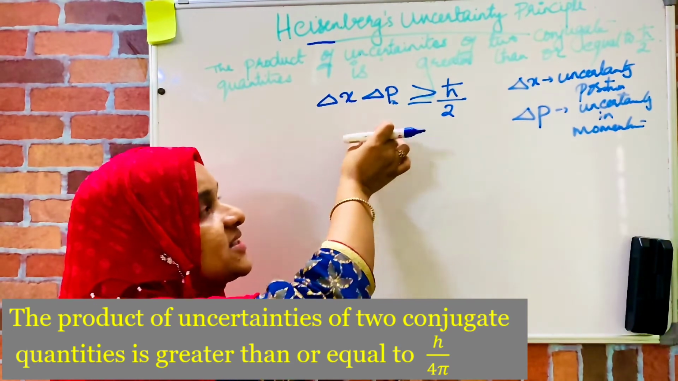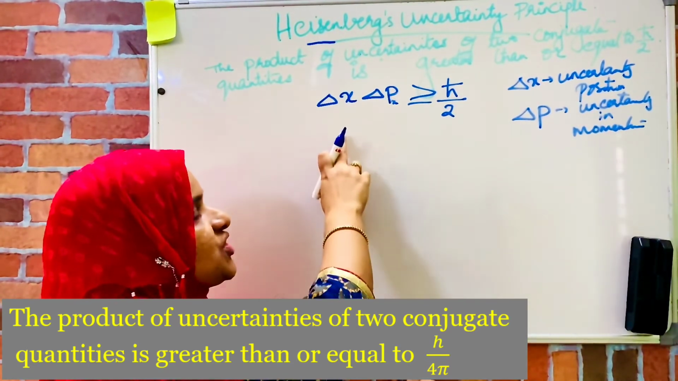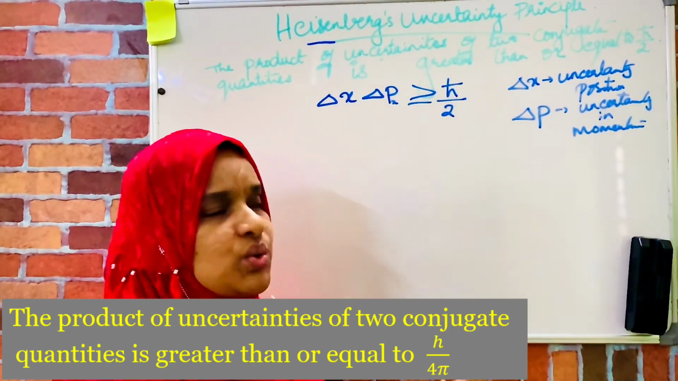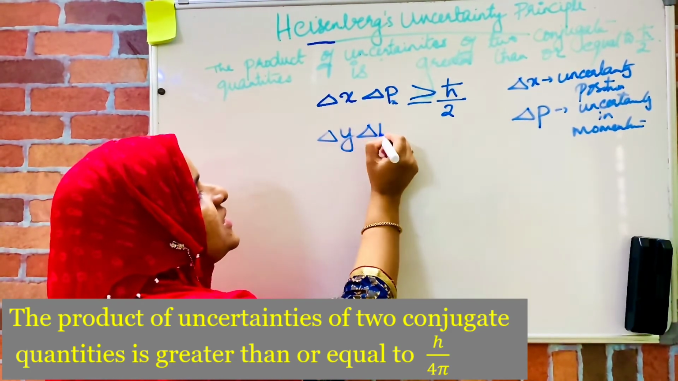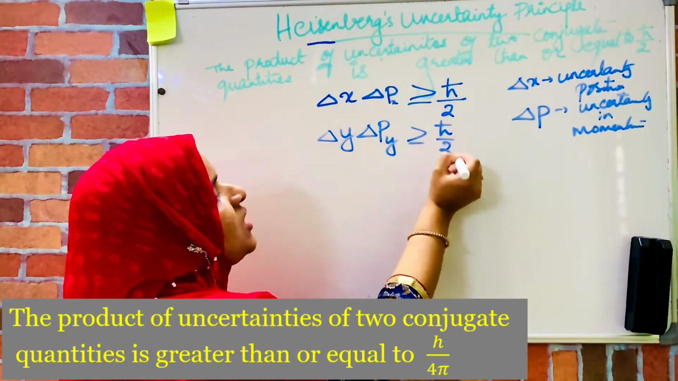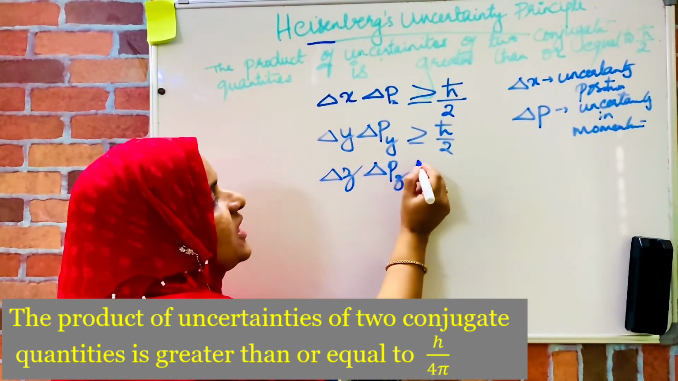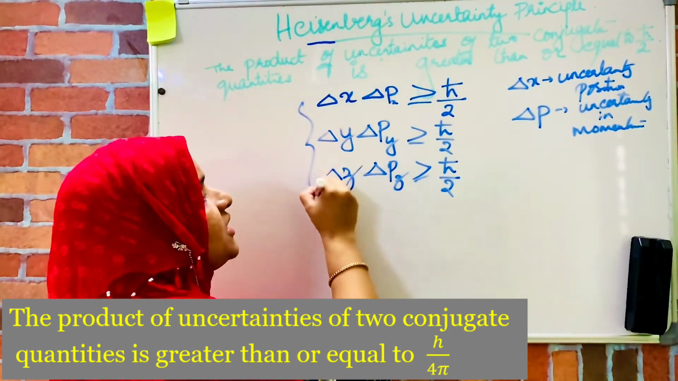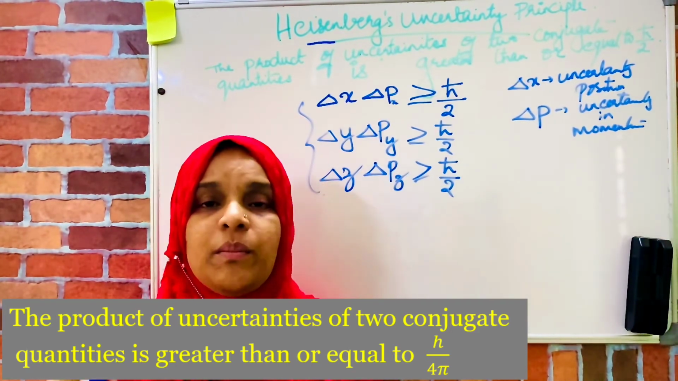So in terms of the x component, the mathematical statement for Heisenberg's uncertainty relation is delta x, delta px greater than or equal to h cut by 2. We can write this in terms of y also: delta y, delta py greater than or equal to h cut by 2, or delta z, delta pz greater than or equal to h cut by 2. These are the mathematical statements for uncertainty in position and momentum.